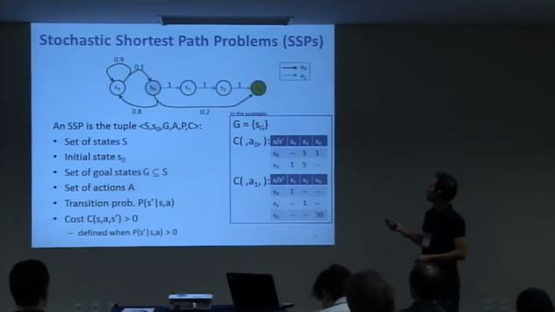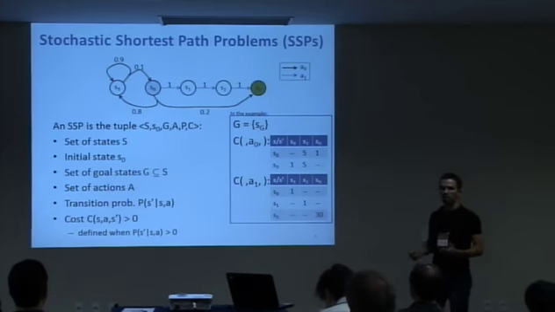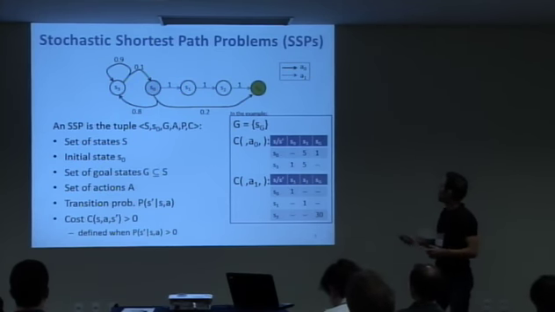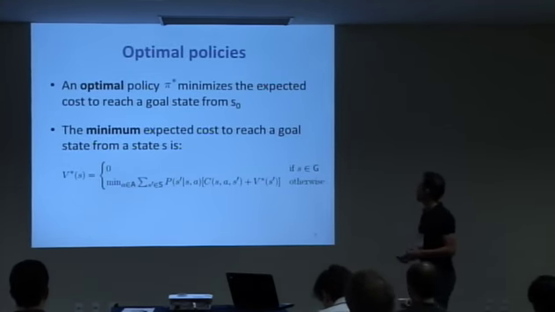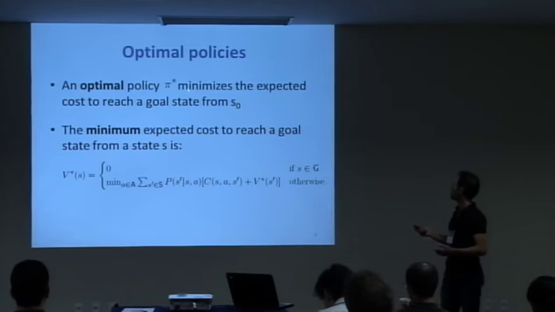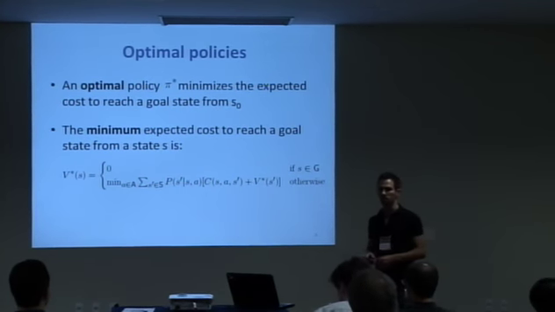This example here is going to be my running example. I'm always going to show the initial state with this gray shade, and the goal state is always going to be green, and I'm always going to attach the probabilities to the arrows. Also, the optimal policy is going to be, for us, the policy that minimizes the expected cost to reach a goal state from the initial state S0.